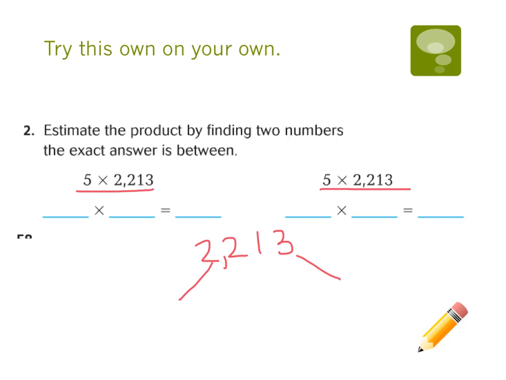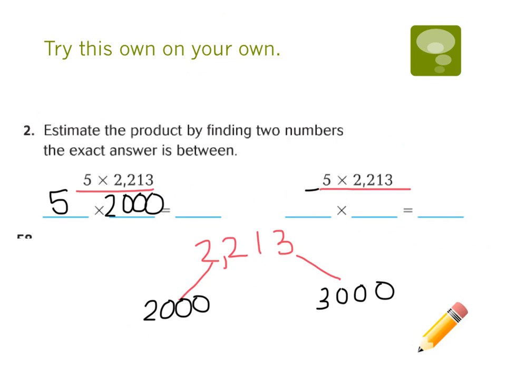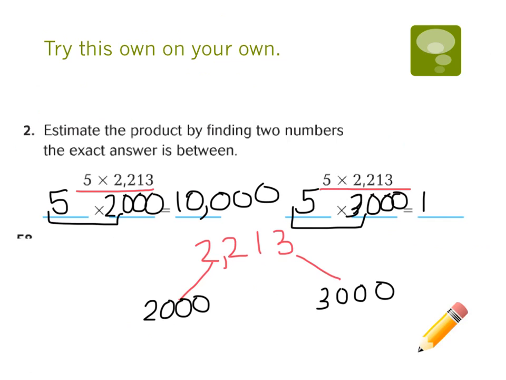Since the 2 in 2,213 can stay a 2, it's going to be between 2,000 and 3,000, giving me the problems of 5 times 2,000 and 5 times 3,000. 5 times 2 is 10, with 3 zeros for my thousands, gives me 10,000. 5 times 3 is 15, with 3 zeros for my thousands, gives me 15,000. So my answer would be between 10,000 and 15,000 if I found an exact answer to this problem.